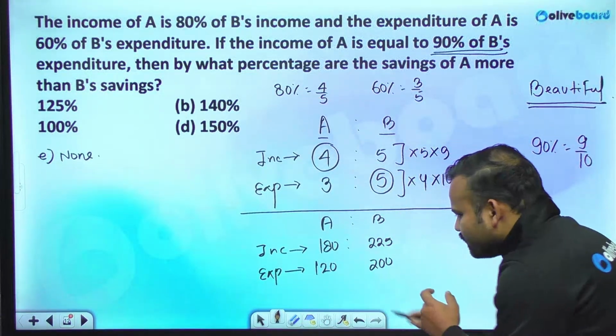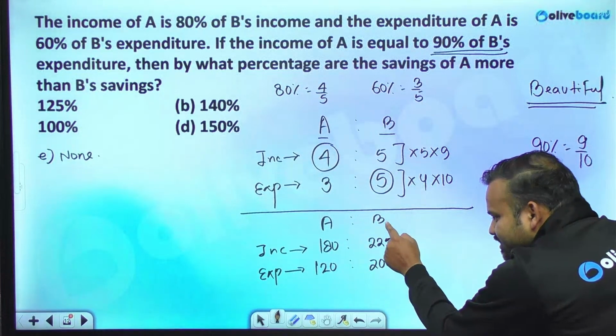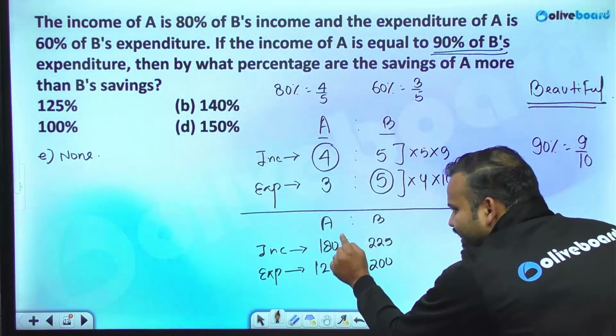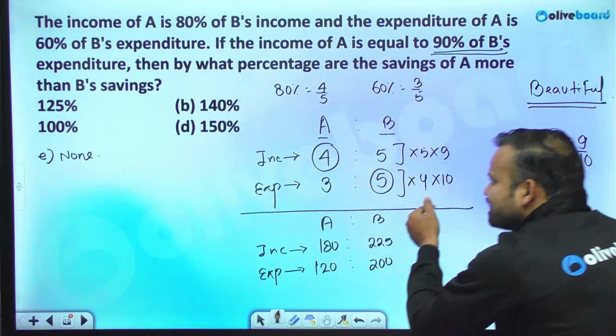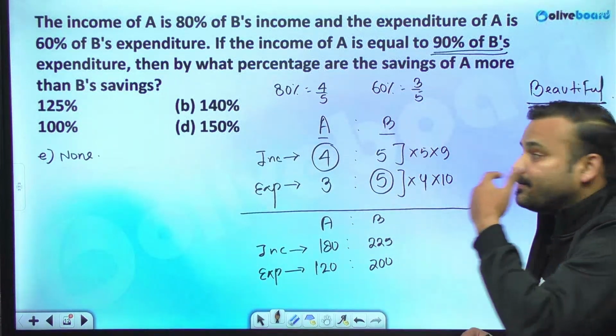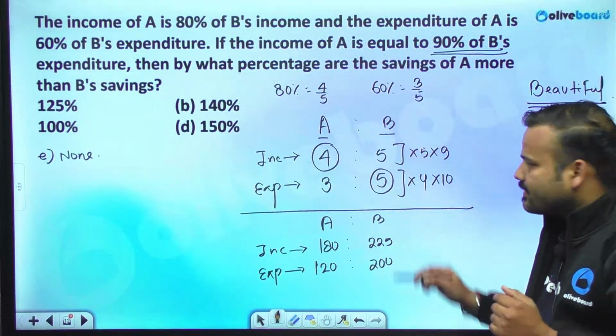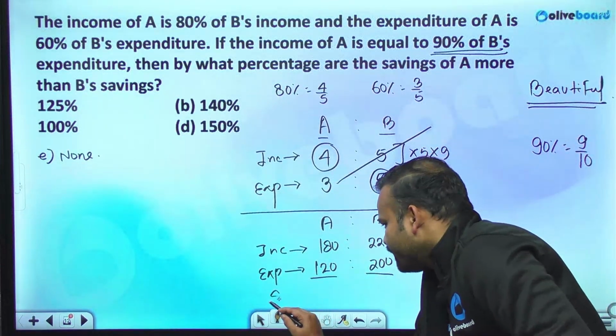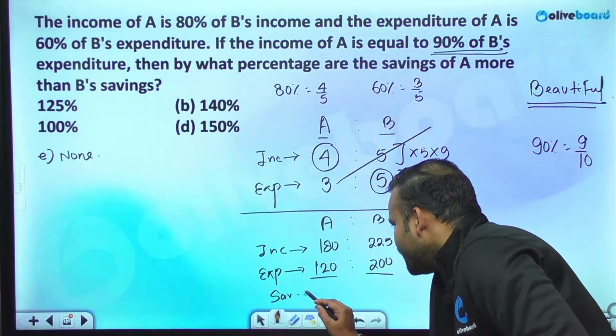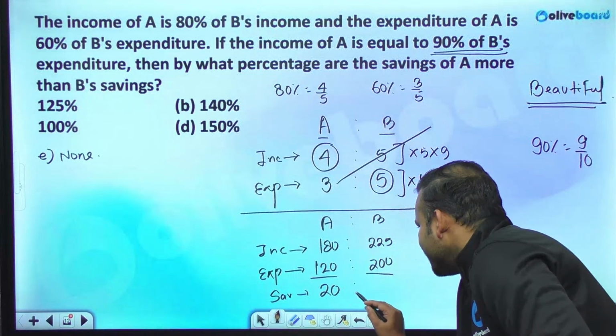Just look at this over here. Expenditure of B is 200 and income of A is 180. 180 is nothing but 90% of A. So we have successfully made it equal, made it 90%. So if this is income, now we have the saving ratio. So he is saving 20 rupees and he is saving 25 rupees.